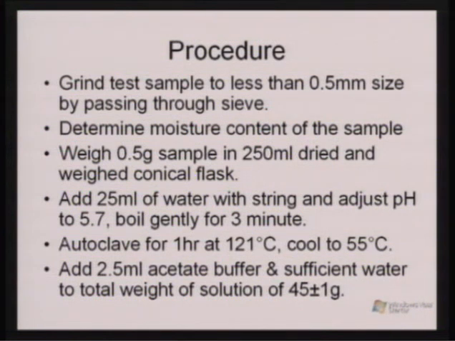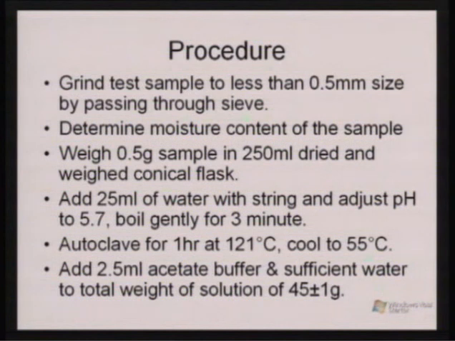If the pH is not proper, you will not get the exact value of the starch. Boil gently for 3 minutes. After adding water and adjusting pH, you need to boil the sample for 3 minutes. Then autoclave for 1 hour at 121 degrees centigrade. Cool to 55 degrees centigrade. It means you need to autoclave the contents for 1 hour at 121 degrees centigrade. Then you need to cool the sample to 55 degrees centigrade.